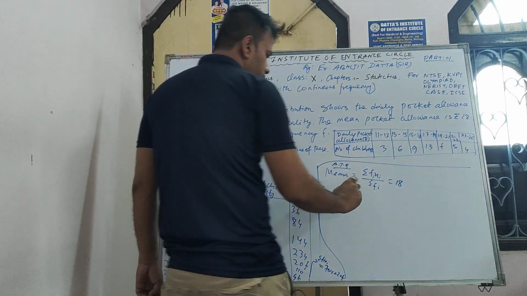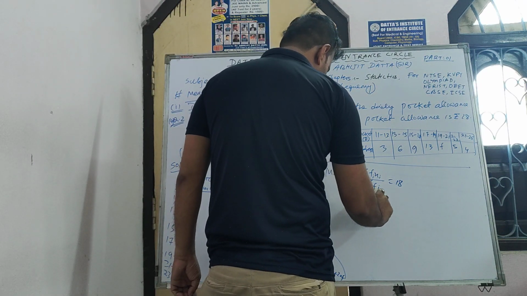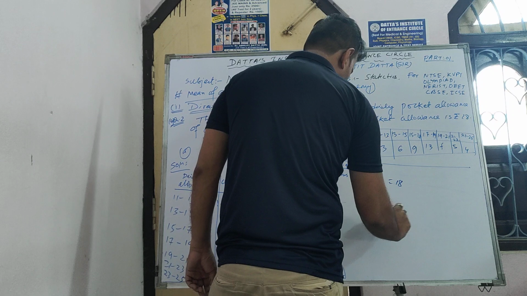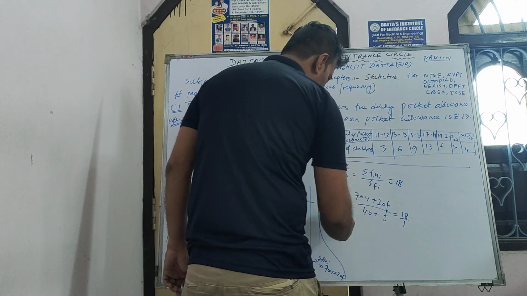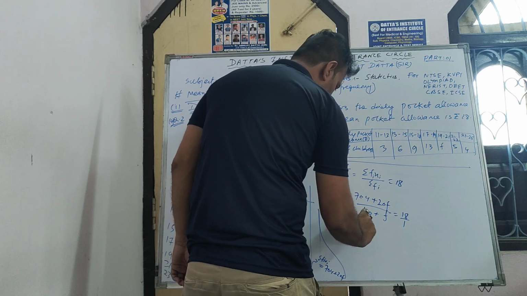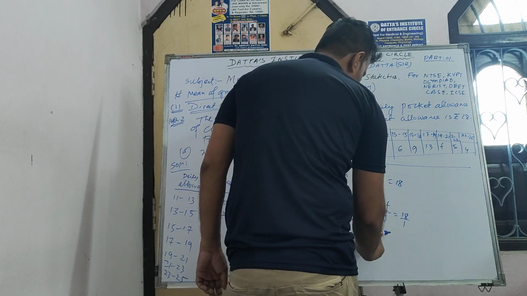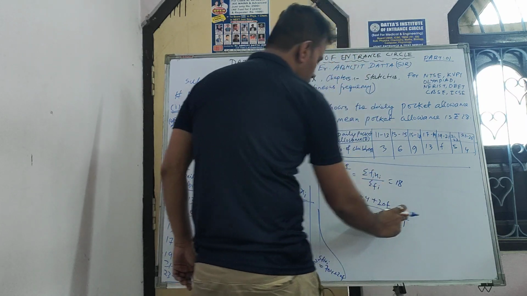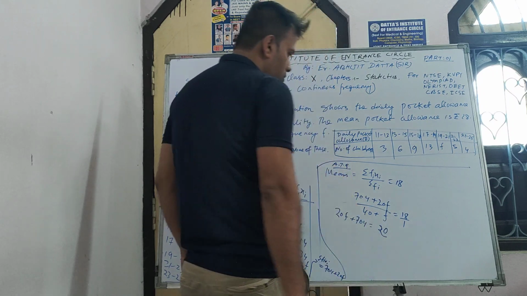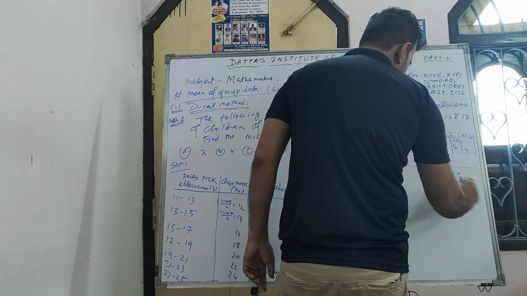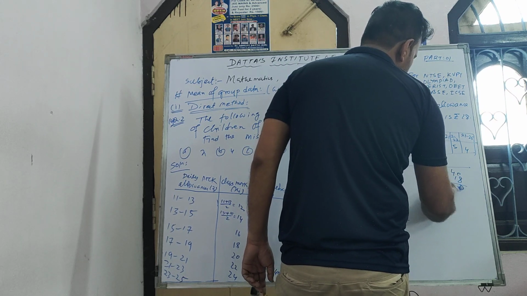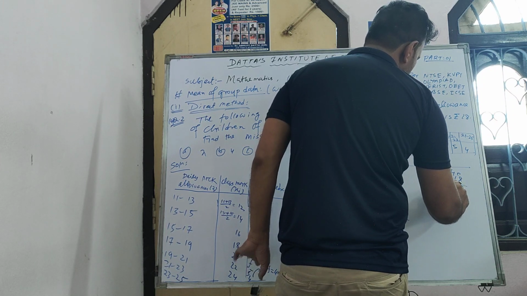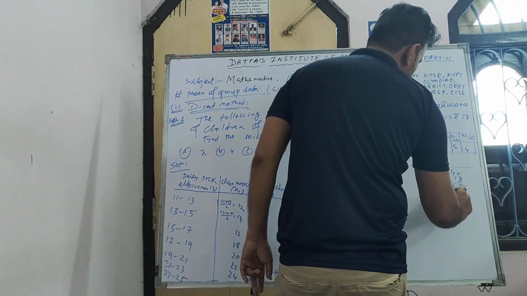So now, summation fx is 704 plus 20f, divided by 40 plus f, equals 18. If you multiply this, it will be 20f plus 704 equals 40 into 18. 4 into 8 is 32, then 0, then 4, so 720.